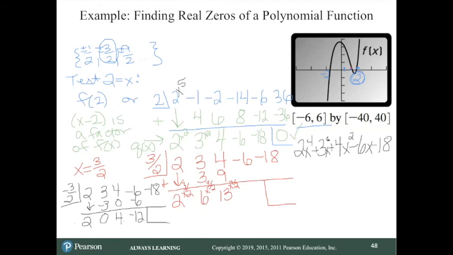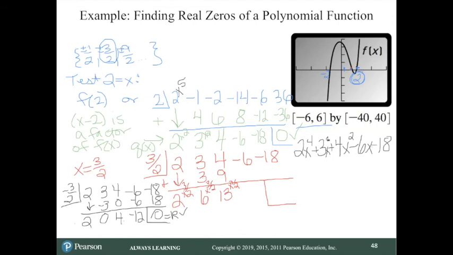Negative 12 divided by 2 is negative 6. Negative 6 times 3 is 18. Plus negative 18 is 0. So that worked out, right?